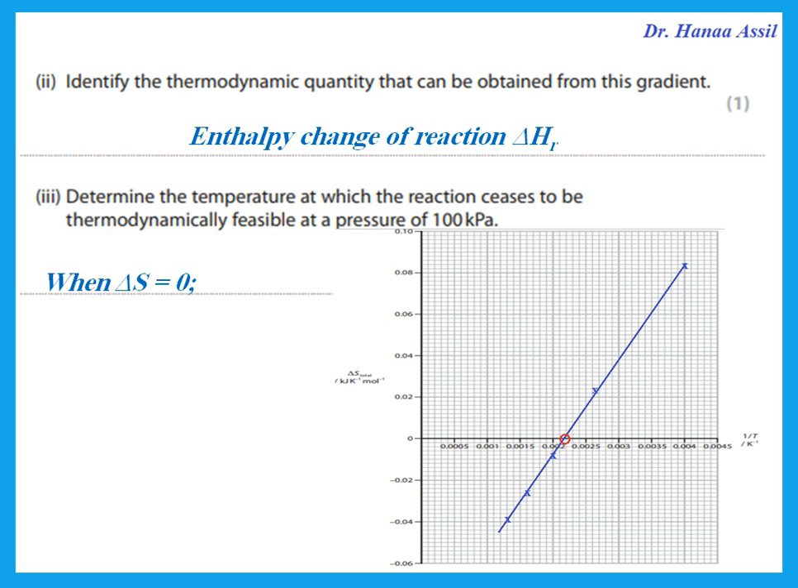So where in this graph is delta S total 0? Can you see the red point there? That is at about 0.00215. So that means this is my 1 over temperature, and I can use that to get the temperature at which the reaction ceases to be thermodynamically feasible.